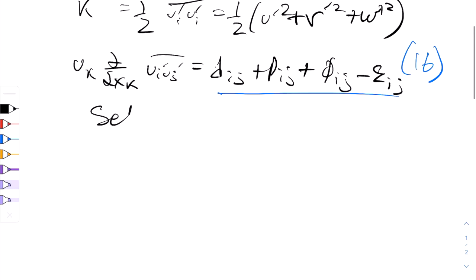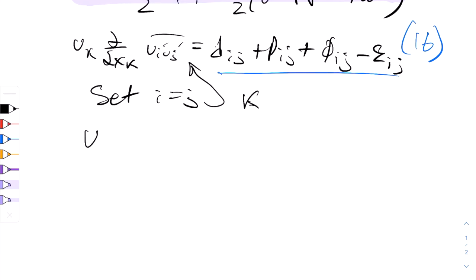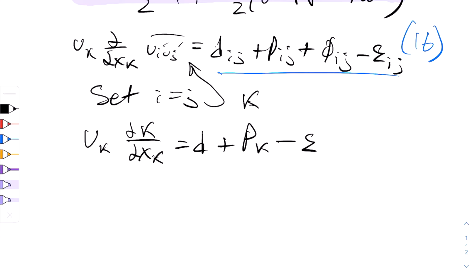We'll set i equals j, and that way you can see we'll recover K in this particular term, which we just defined up here. So let's do that, and we'll find u_k ∂K/∂x_k equals D + P_k − ε. You'll notice that I've dropped the subscripts here because, of course, i equals j. We'll call this equation 17 in the course lecture notes.